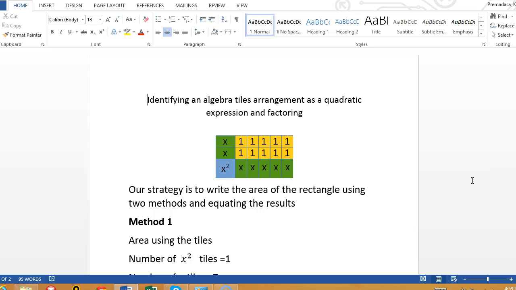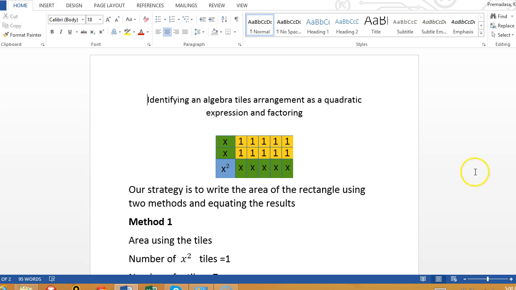In this video we will learn how, given an algebra tiles arrangement, like a rectangle made of algebra tiles, to represent that rectangle as a quadratic expression and then factor the quadratic expression. So we will learn two things. First, to express the given rectangle as a quadratic expression, and secondly, to factor the quadratic expression.